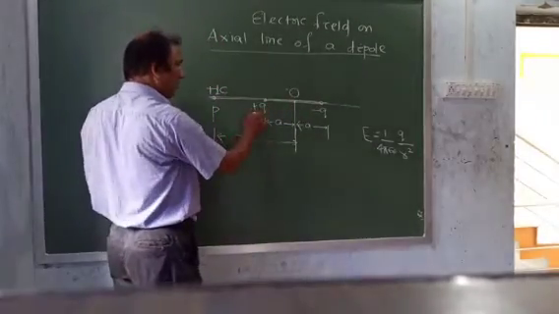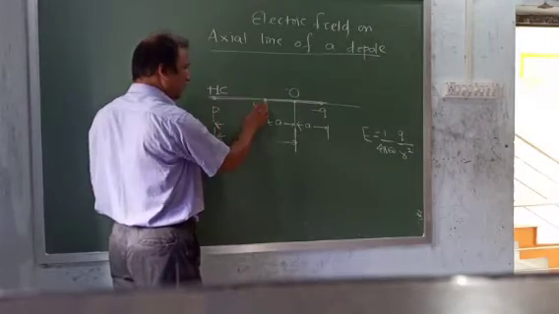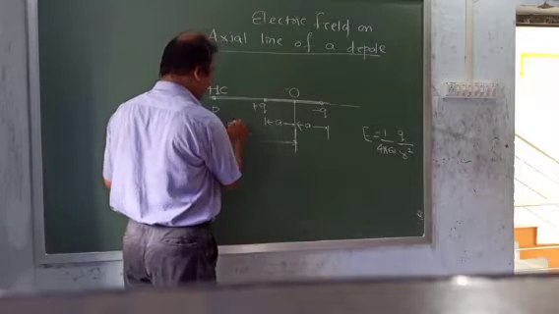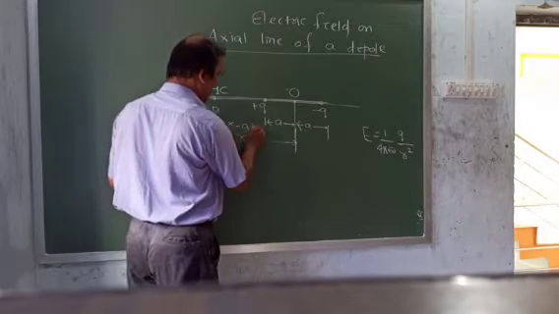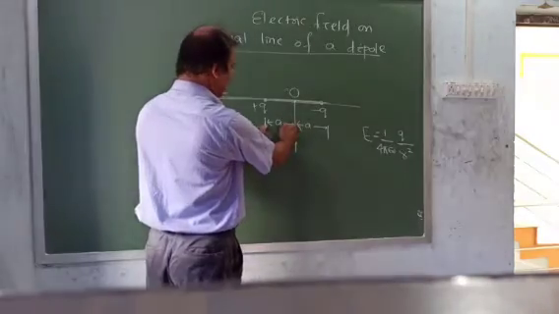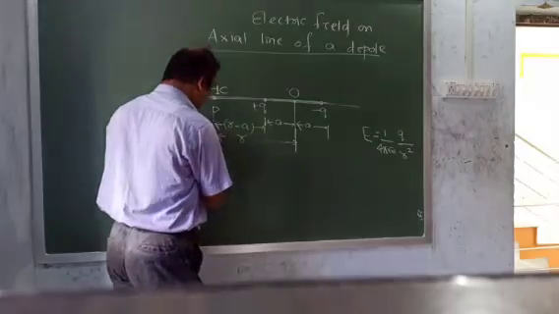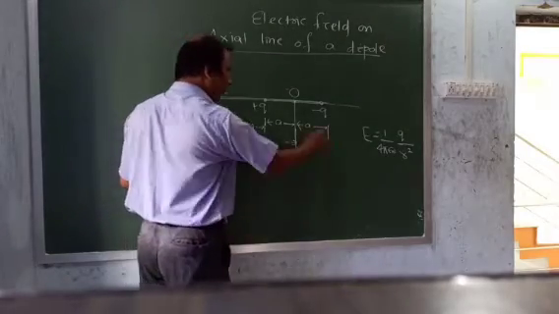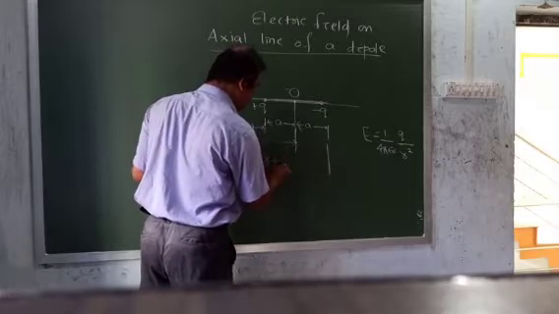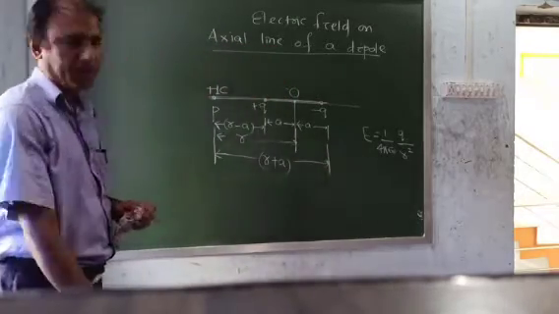First we have to find the distance of this point from this charge. The total distance is r, and this much is a. So the remaining distance will be r minus a. Similarly, the distance of this point from this charge will be how much? If this is r and this is a, it will be r plus a. Clear? This will be r plus a.